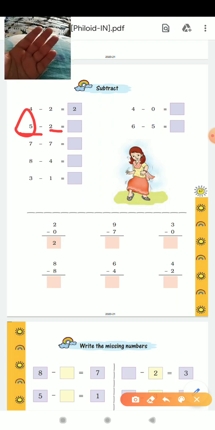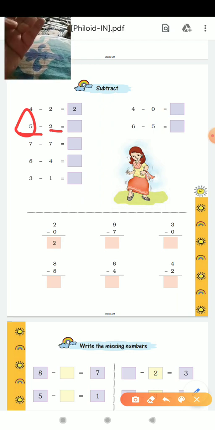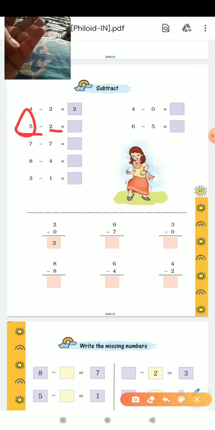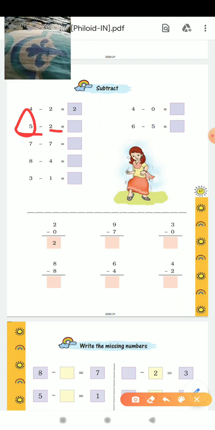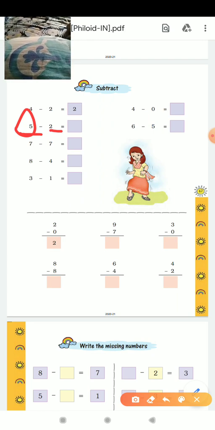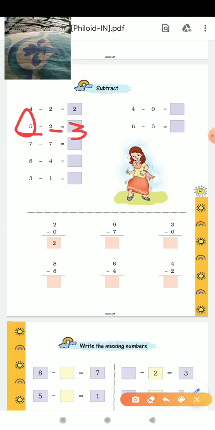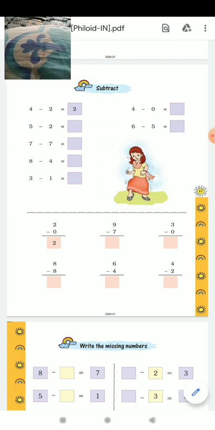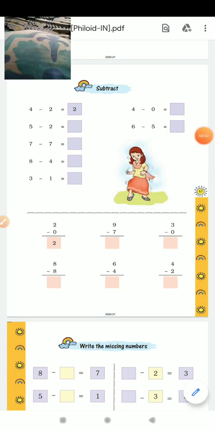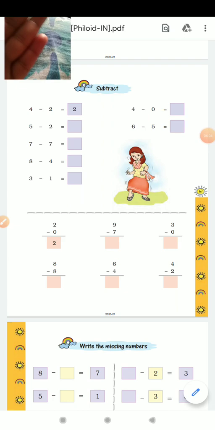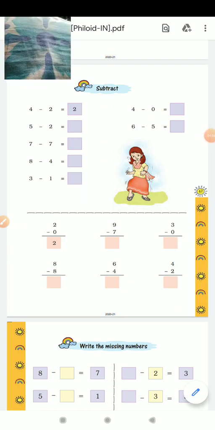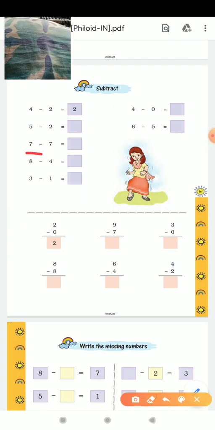So what comes after 2? 3. Start counting. 3, 4, 5. Yes, 3, 4, 5. So here we have to write 3 in the given box. Okay, in this way.